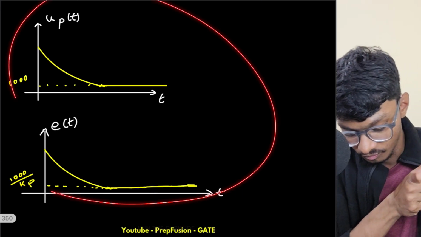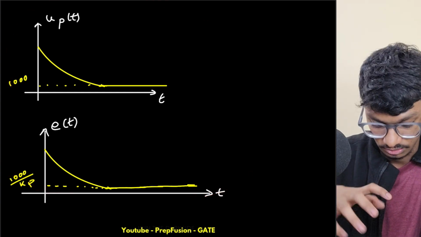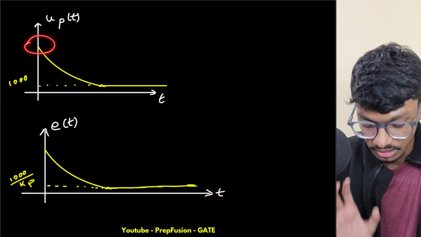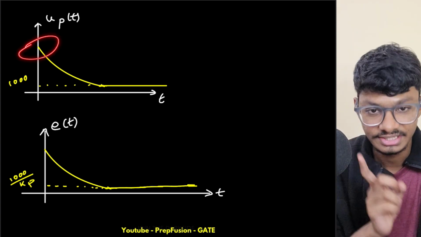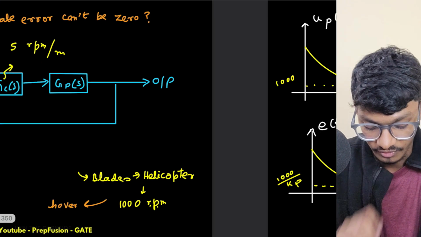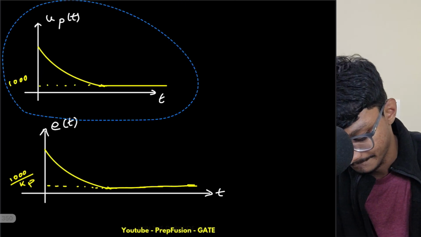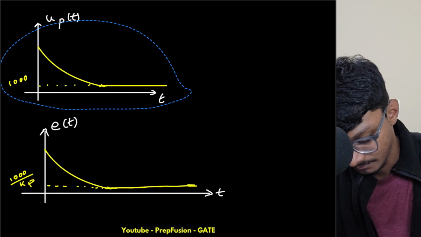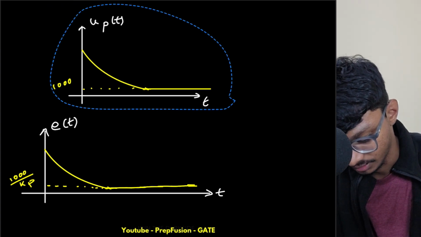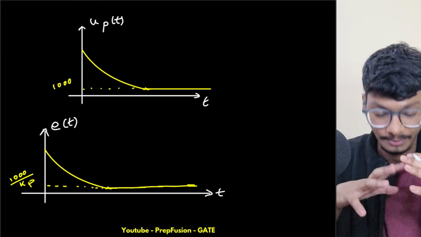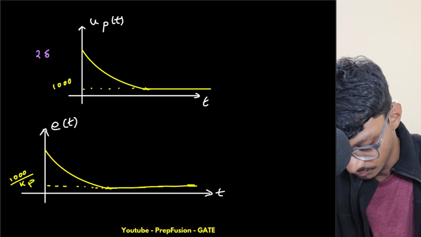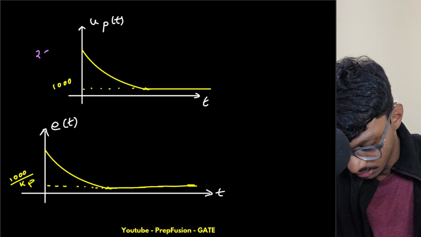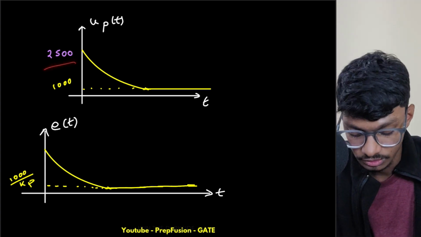For that, I forgot to plot the graph. So I will just pause the video and plot it. Initially it will give some output. So what is the initial output? Initial output is 500 into 5, 2500. Okay, 2500. And let's say this is the maximum speed at which the blades can rotate. Okay, I forgot this thing. This wasn't important anyway, but still, 2500. This is in rpm.